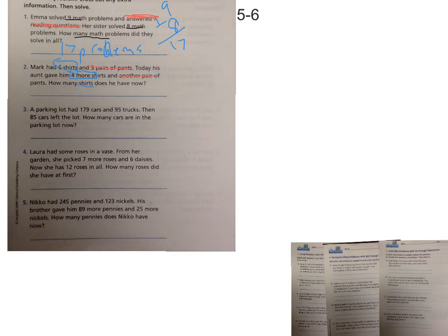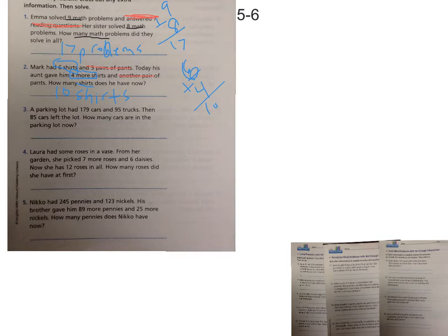So, if he started with 6 shirts, and his aunt gave him 4 more, that would equal 10 shirts. Like I said, we don't care about how many pants he has. I want you to try number 3 on your own. Then we're going to do it together. I'm going to try to get through the other pages, so then I can send you off to work on all these by yourself. So work on number 3 on your own, then unpause it.